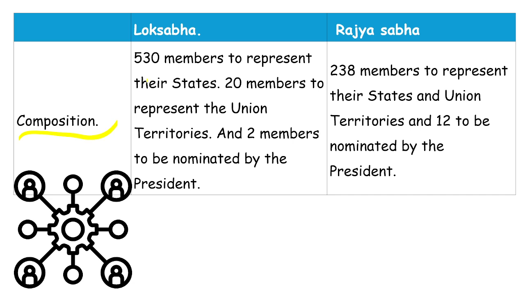Now composition: 530 members to represent their states, 20 members to represent the union territories and 2 members to be nominated by the president. Okay, I hope you remember. Let's go quickly again. Lok Sabha, 530 members to represent the states, 20 members to represent the union territories and 2 members to be nominated by the president. Whereas in case of Rajya Sabha, 238 members to represent the states and union territories and 12 to be nominated by the president.